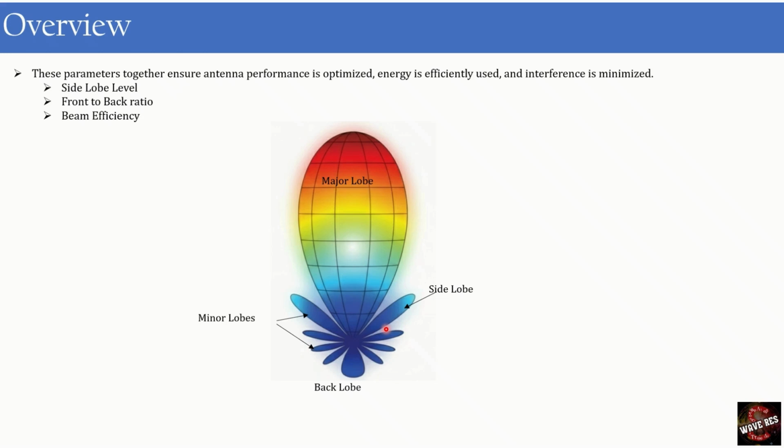While designing the antenna, we know that it will have the major lobe and minor lobes. So we have to make sure that the designed antenna performance is optimized and energy is efficiently used. That is, most of the energy is concentrated in the major lobes, and these minor lobe levels are very low, so that they will not provide that much interference. To measure these things, we have some parameters: side lobe level, front to back lobe ratio, and beam efficiency.